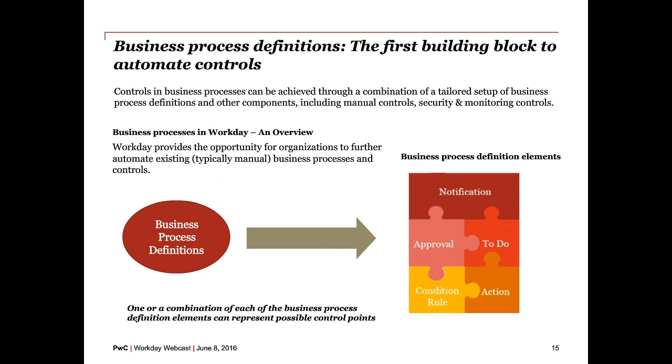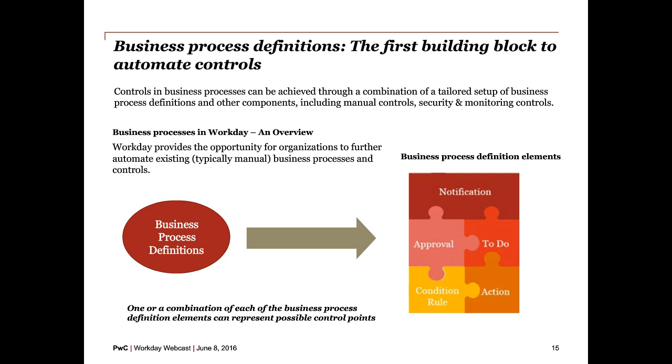I'll spend a little bit of time going through each one of the 4 components that I just talked about. The first one I mentioned was business processes. The building block of that is really business process definitions that allow you to define the key business processes, whether they're in the human capital management space or the financial management space. And the business process definition elements can range from anything that is an action that is performed as a part of the workflow. It could be a to-do that is performed outside of the Workday application, or could be a manual activity.